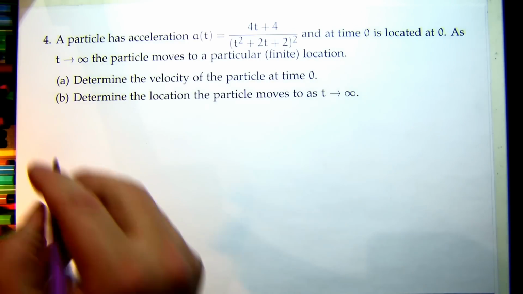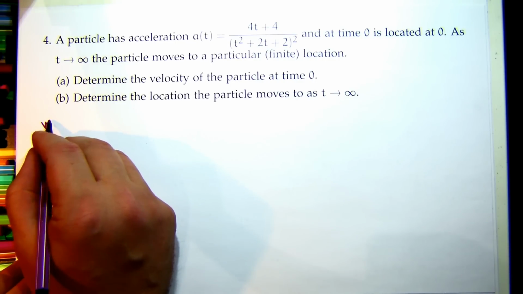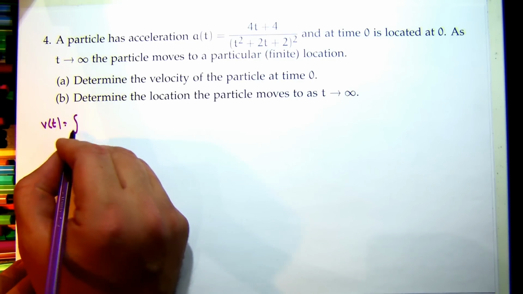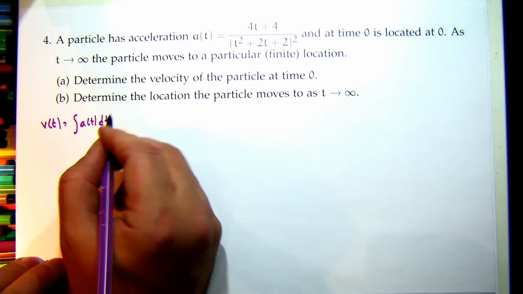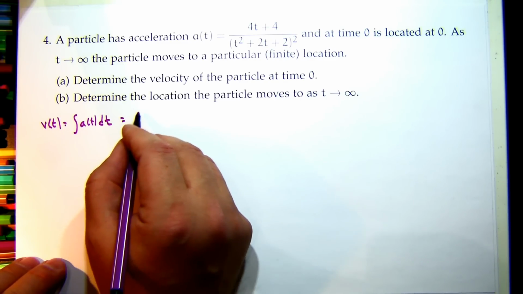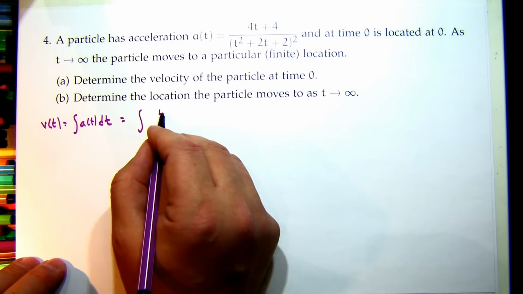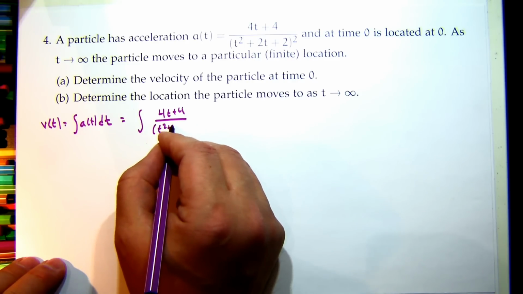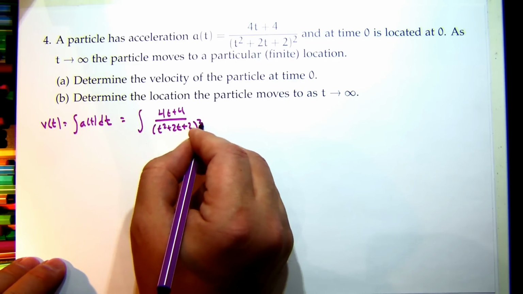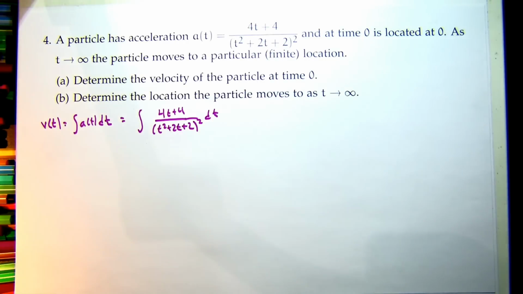All right, so let's start by finding velocity. Velocity is the antiderivative of acceleration, or antiderivative is also indefinite integral. So I have to take the integral of (4t plus 4) divided by (t squared plus 2t plus 2) quantity squared dt. Well, what do we do? What can we do?